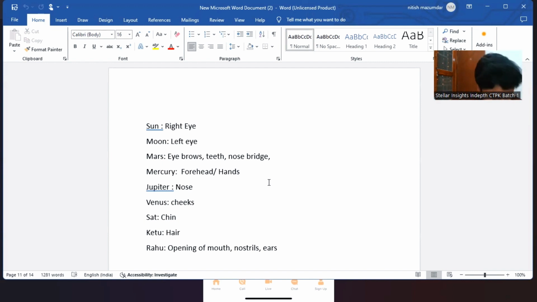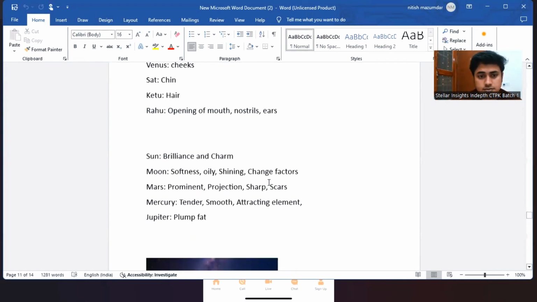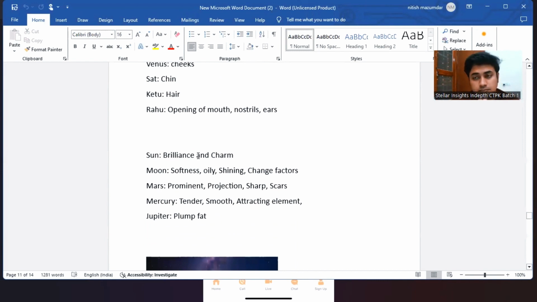Now how to understand that these planets are connected? I have also made you write things like brilliance and charm. If you see some part of the face has good brilliance and good charm, you can connect. For example, if you see someone's hair is soft, oily, shining, correct? If you see these characteristics in someone's hair, what can you connect? Moon is connected with Ketu.